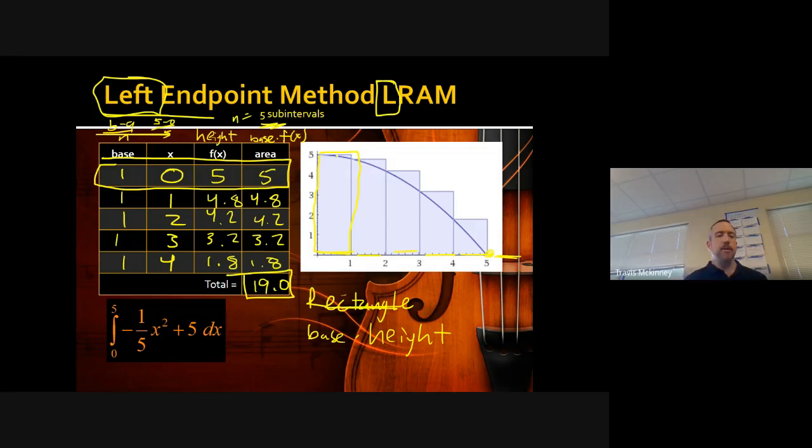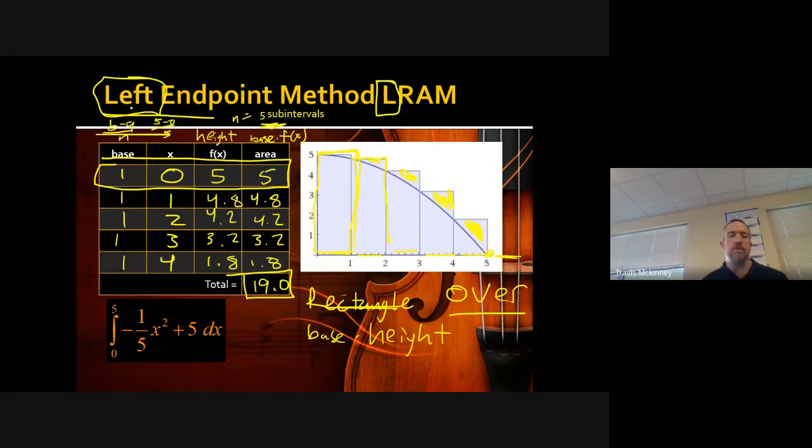Now, if I look at my picture, each of these rectangles is including something that's not part of the curve that I'm trying to calculate. Like this little piece up here, this little piece up here, this little piece up here, this little piece up here. So then when it asks, is this an over or an underestimate? We can just look at the picture that we have drawn. And since our rectangles are all bigger than the curve, this is an overestimate.